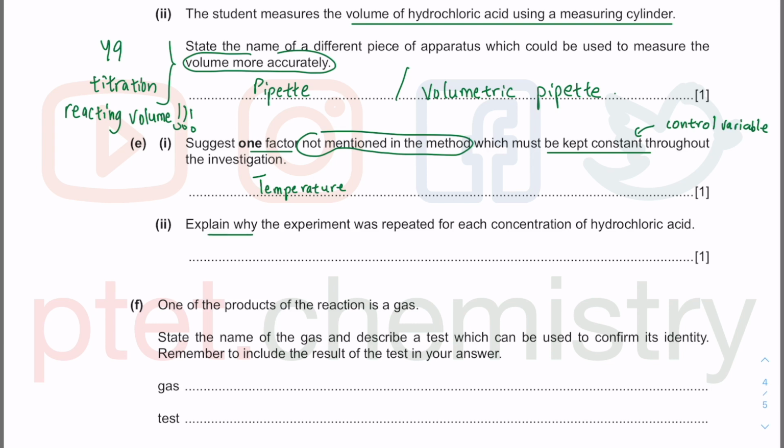Explain why. Why do you repeat the experiment for each concentration? So that to ensure reliability. So to get reliable results. Because when you do it 2 times, you can be sure that the results are reproducible, reliable results that can be reproduced. So that means someone else, when they repeat the experiment, should get a similar kind of result as you, provided that they're doing everything the same as you.